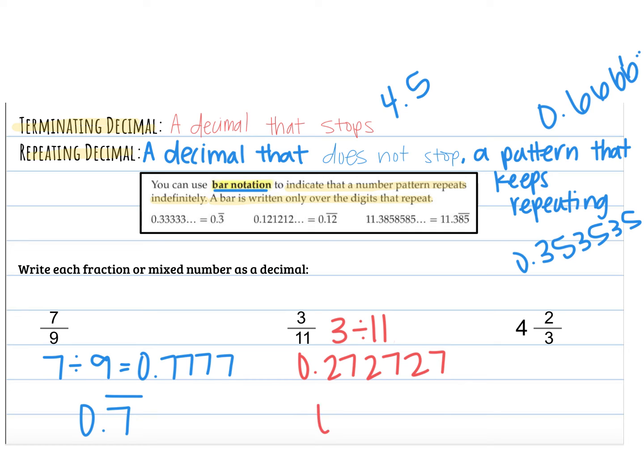So we would write it with bar notation. The 2 and the 7 keep repeating, so we put bar notation over both of them. Okay. 2/3, that's one that hopefully we start memorizing.